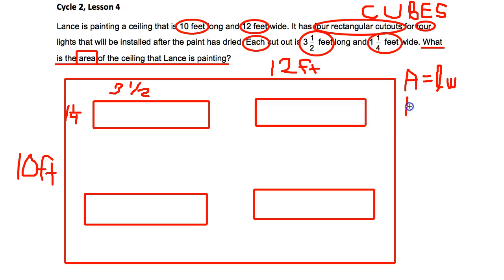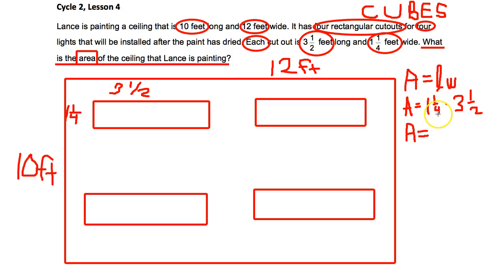So I'm going to say area equals, and I know that one cutout is 1¼ by 3½. So 1¼ times, and I'm using a dot. I could put an X, but I'm going to put a dot, 3½. Now, to use the standard algorithm for multiplying mixed numbers, all I have to do is convert those mixed numbers to improper fractions. So I'll go ahead and do that here.